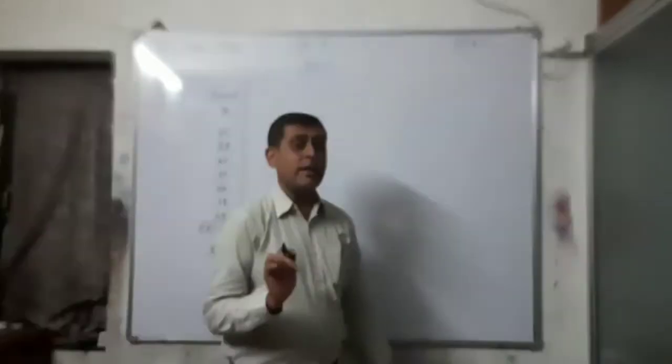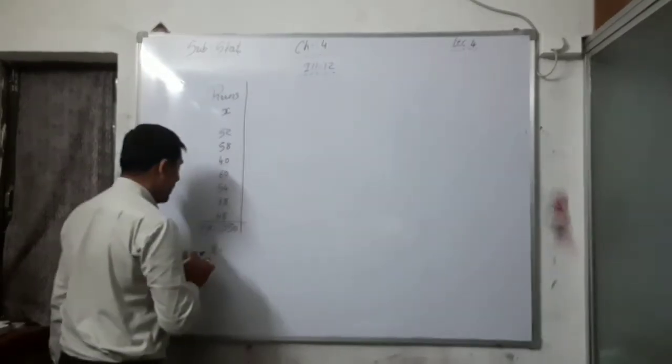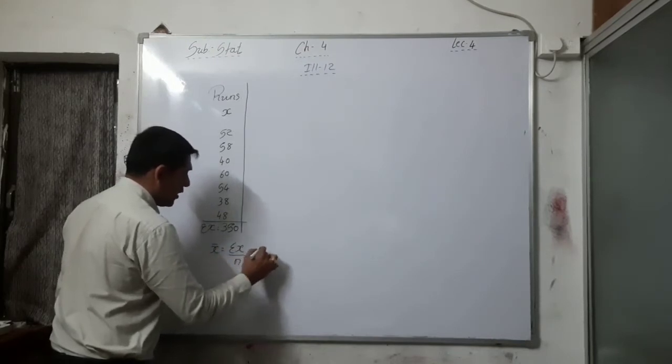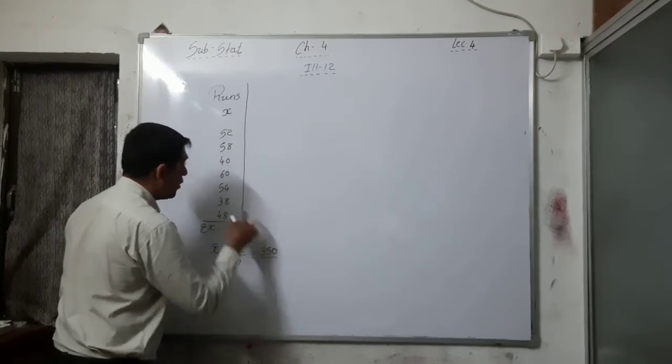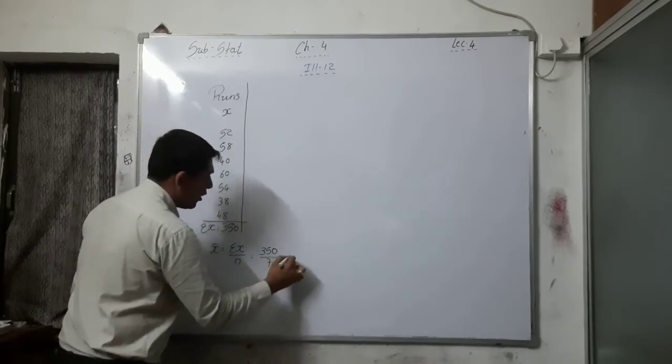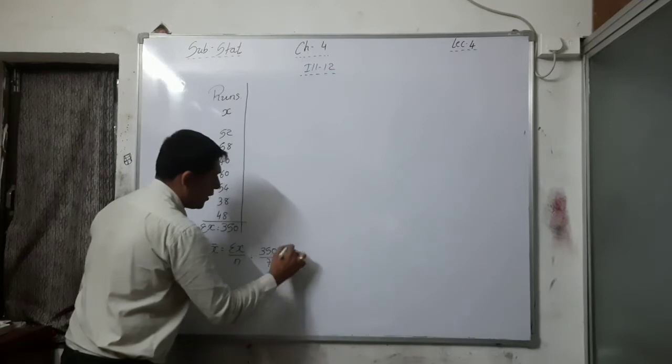350. Now we want X bar because we have to find out the variance as well as standard deviation. That's why first of all we need x bar. X bar is equal to sigma x upon n. What is that? 350 upon 1, 2, 3, 4, 5, 6 and 7. So your x bar is equal to 50.